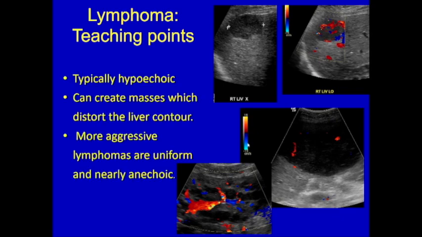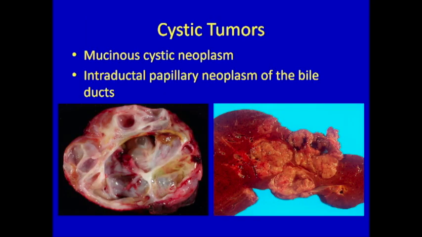Lymphoma, right? So hypoechoic, very, very uniform. They do transmit sound. They can create masses. They are aggressive, and they can be nearly anechoic. So think about that as well. I think for the instance of time, I'll skip this or just mention that there are a couple of cystic tumors. I wasn't sure how much biliary stuff to put in here.